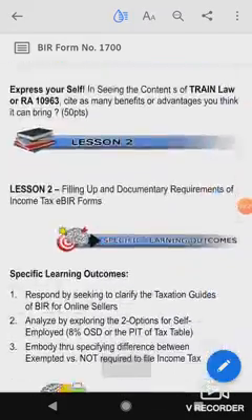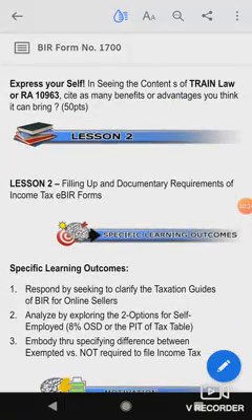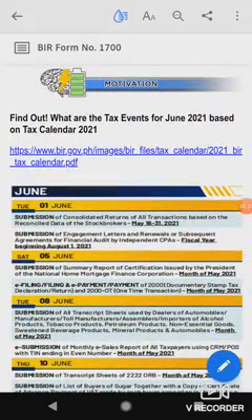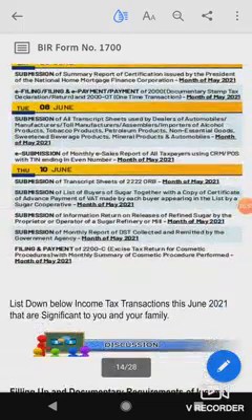Okay, so that's lesson 1. Let's proceed with the discussion of lesson 2. Lesson 2 is on filling up and documentary requirements for income tax BIR forms. We have a motivation activity here to find out what tax events will be happening this month of June 2021, based on the tax calendar from the bir.gov.ph 2021 tax calendar website.